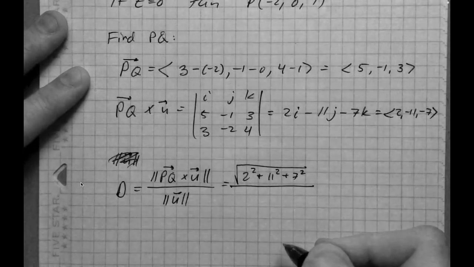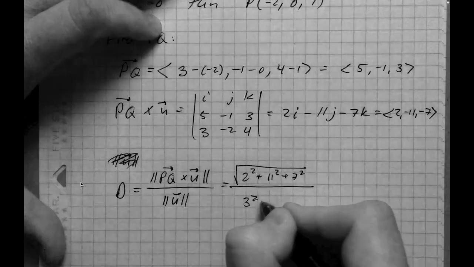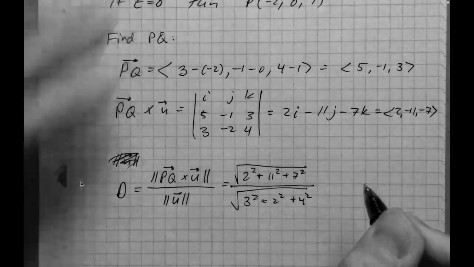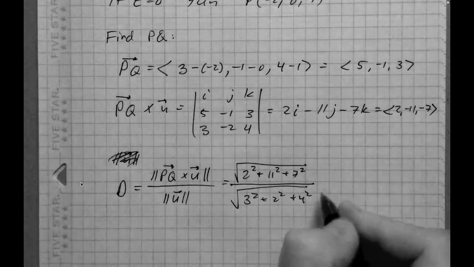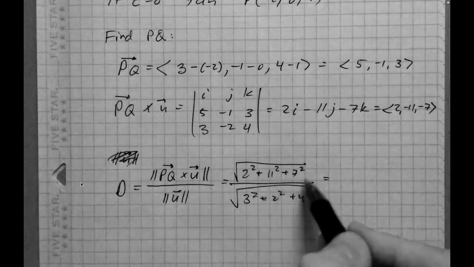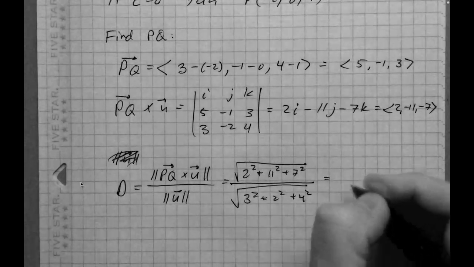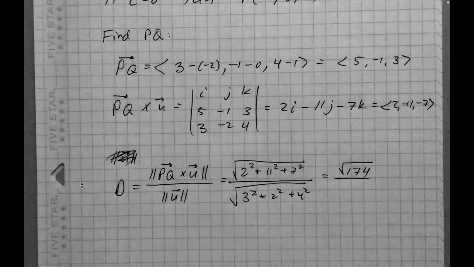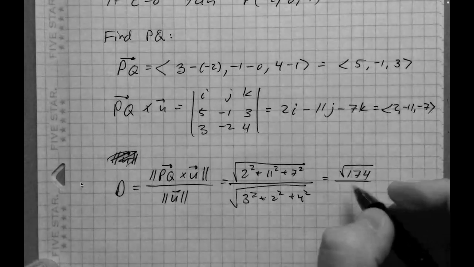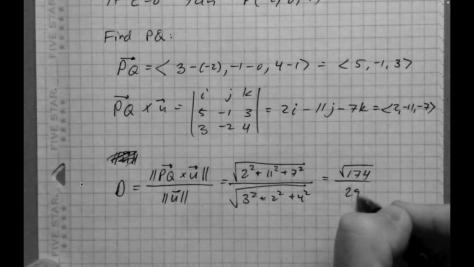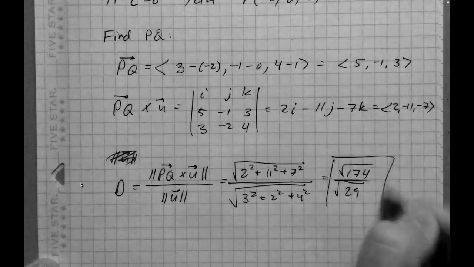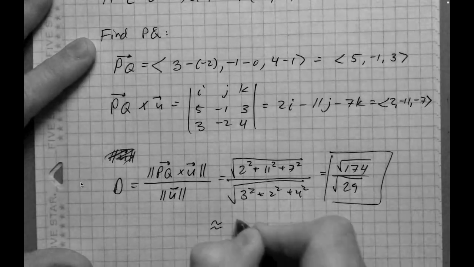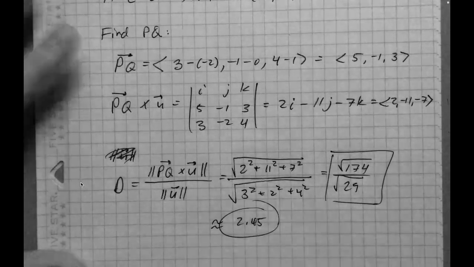And then down here for u, it's the square root of 3 squared plus 2 squared plus 4 squared. I'm omitting the negatives and just doing it as all positives. So this would be 4 plus 121 plus 49, which is 174, and this is 9 plus 4 plus 16, which is 29. Okay, so there you go. Not a pretty number, but I think it's approximately 2.45 or so.